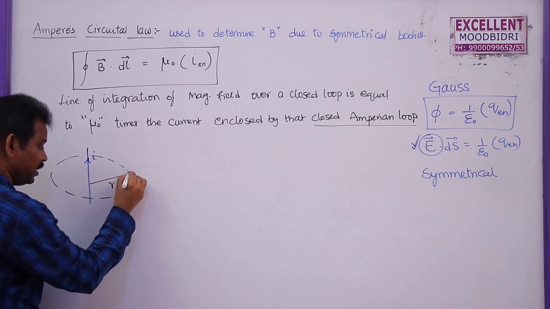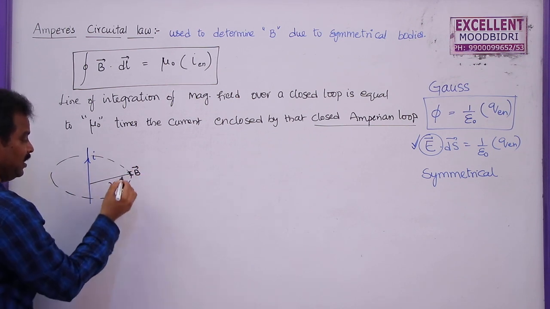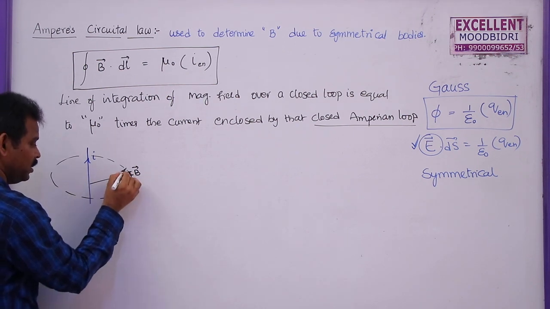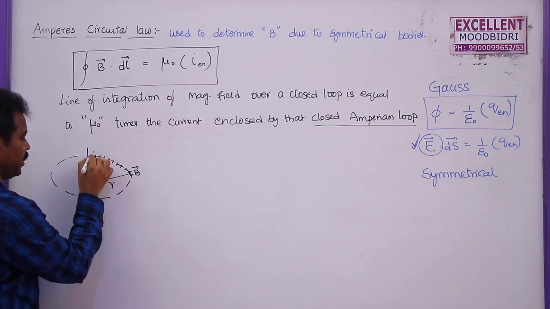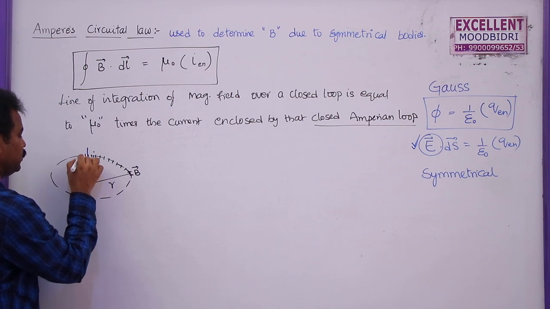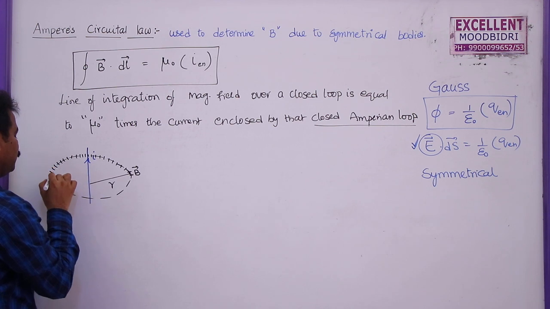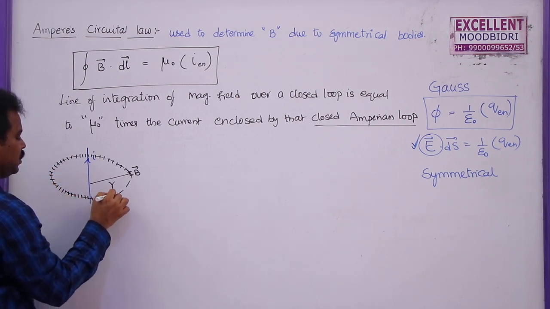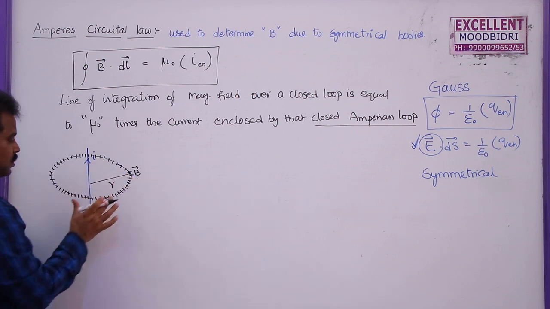So what is the magnetic field at this point? Let us say this is B bar. Here this will be B bar, B bar, B bar. The magnitude is B bar at any point. So at all these points the magnetic field will be B bar only. That's why I told you the Amperean circuital loop can be applied only for symmetrical bodies. Why? Because for symmetrical bodies the magnetic field will be constant at a given distance.